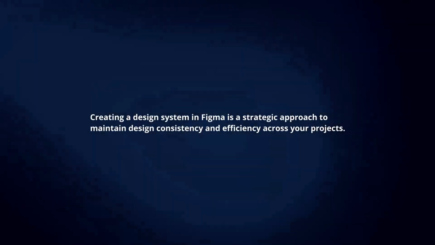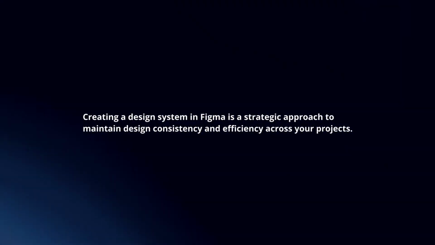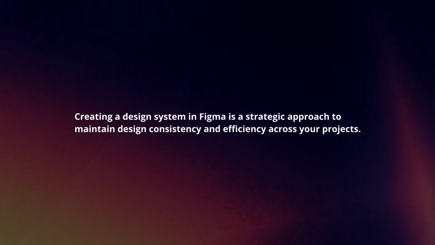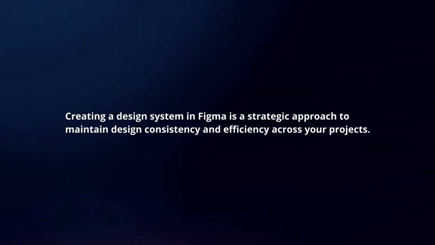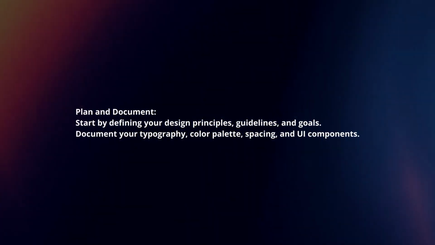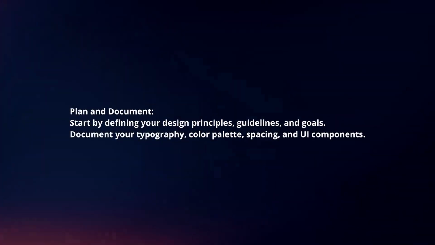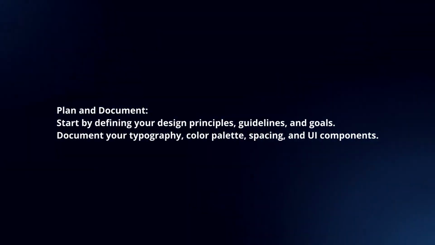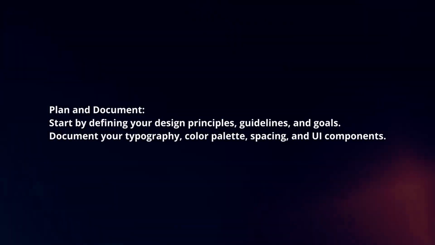Creating a design system in Figma is a strategic approach to maintain design consistency and efficiency across your projects. Here's a concise guide. Plan and document. Start by defining your design principles, guidelines, and goals. Document your typography, color palette, spacing, and UI components.